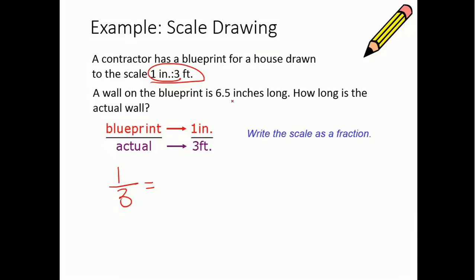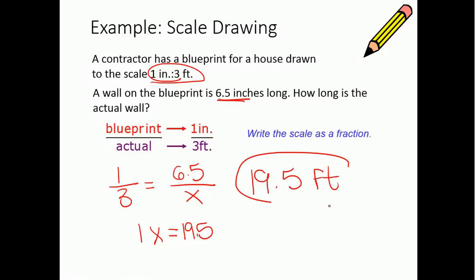Now, the wall on the blueprint is 6.5 inches long, so we need to follow the same proportion: blueprint over actual. On the blueprint, I had 6.5 inches over the actual length, which I don't know. That's what I'm trying to find. So 1 times x is 1x, and 3 times 6.5 is 19.5. So my actual wall is 19.5 feet long. Not too bad, right?